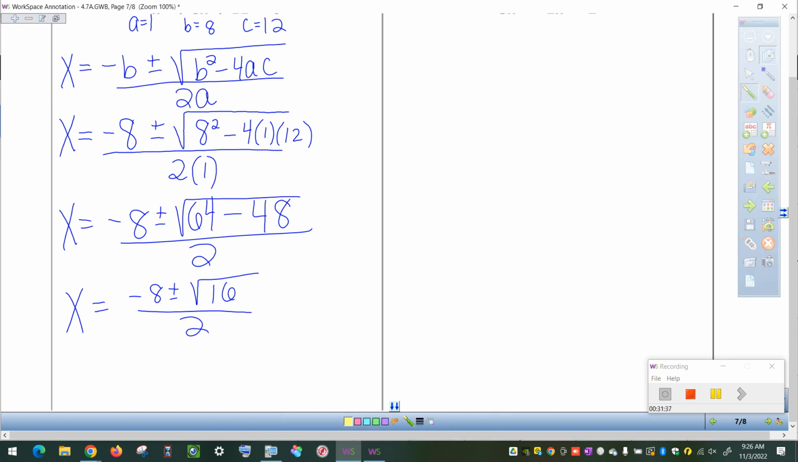Okay, so now let's look at the square root part. Is there anything that we can do with the square root of 16? What can we do with it, Megan? It just turns into 4. Yeah, so this one is kind of nice because it's a perfect square number. It doesn't always turn out this way, but sometimes it does. So if you can take the square root of your number, go ahead and square root it. So we have negative 8 plus or minus 4 divided by 2.